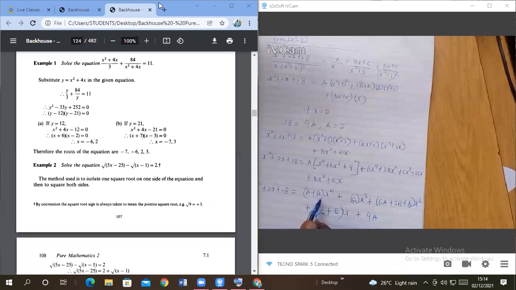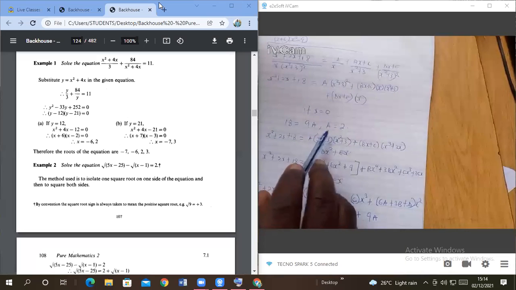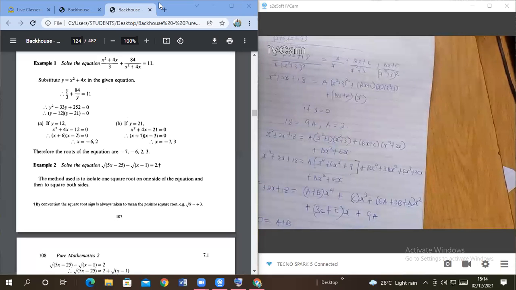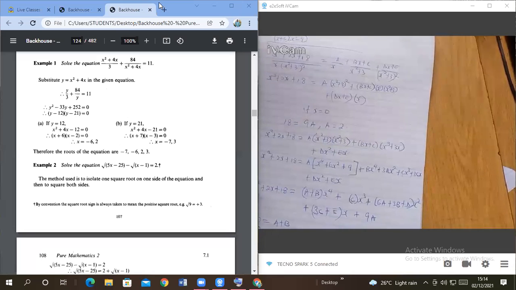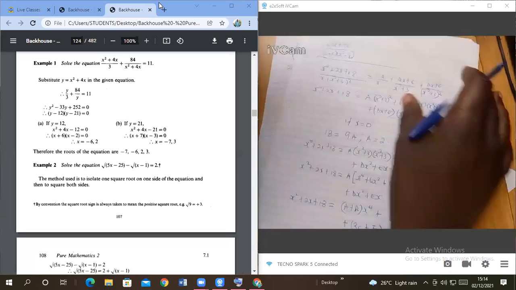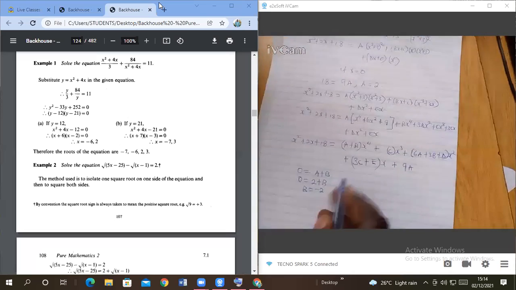So what is the coefficient of x to the power 4? On this side it is 0, correct? Then on the other side, A plus B. Remember, A is already 2, okay? So if A is 2, we shall have 0 is equal to 2 plus B, giving us B to be negative 2. Then the coefficient of x cubed on the right-hand side is still 0. So I have 0 is equal to C, isn't it? So C is already 0.